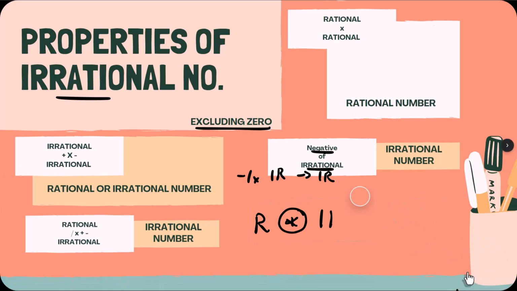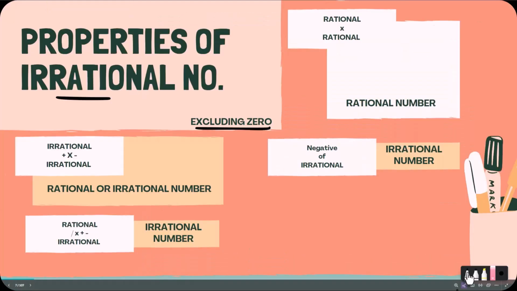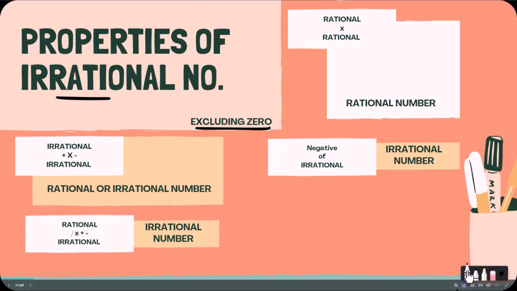The others are easy. Rational with rational will be rational, and irrational with irrational will give an irrational number or a rational number. It can be either. So this is what you need to learn, 3 of them. I'll write it once more so you get an idea of it. Please write it down.